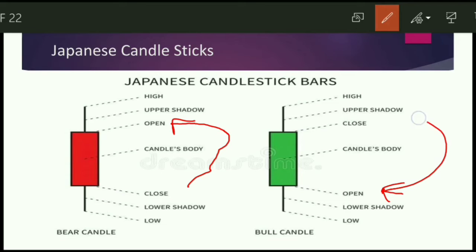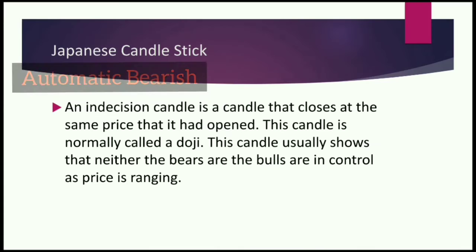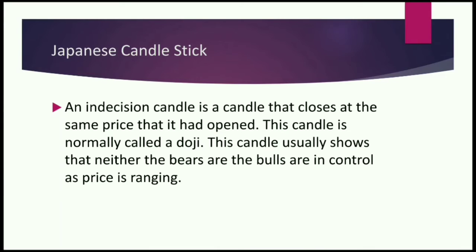So if price closes higher than where it opened, it will automatically be a bullish candle, and if price closes lower than where it opened, it is bearish. An indecision candle is a candle that closes at the same price as it had opened. This candle is normally called a doji. This candle usually shows that neither the bears or the bulls are in control as price is ranging.